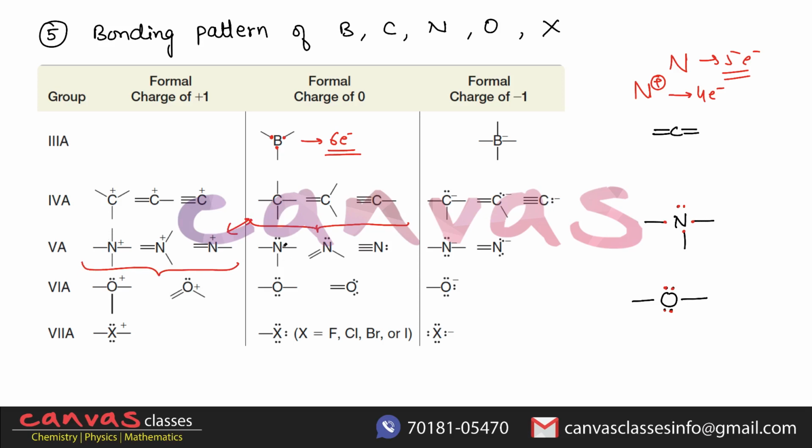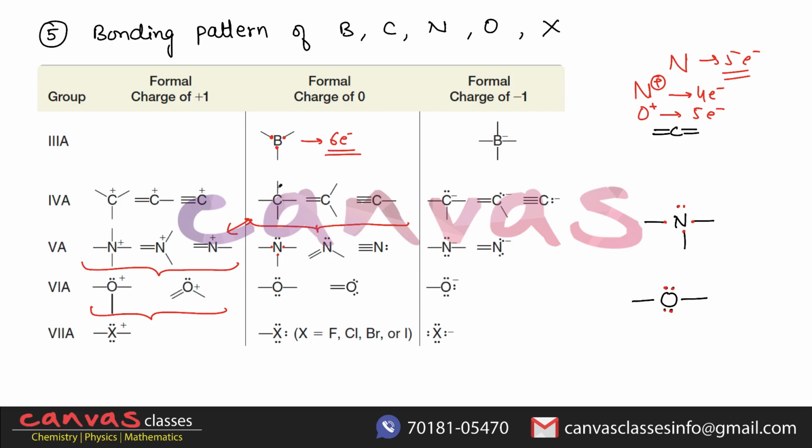Now let's talk about nitrogen. Nitrogen in the neutral state has 5 valence electrons. Oxygen has 6. So if you take O positive, it also has 5 electrons. So O positive has similar bonding arrangements to those of nitrogen. Just that oxygen normally doesn't form a triple bond.